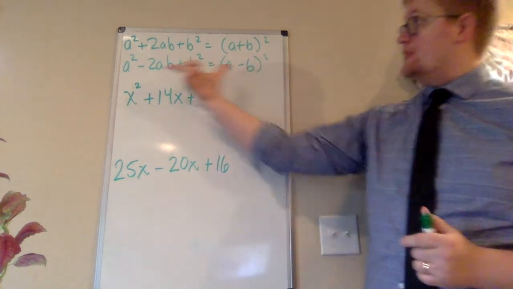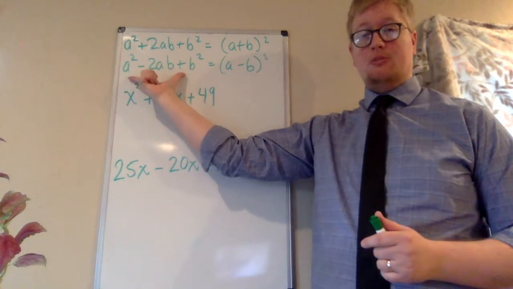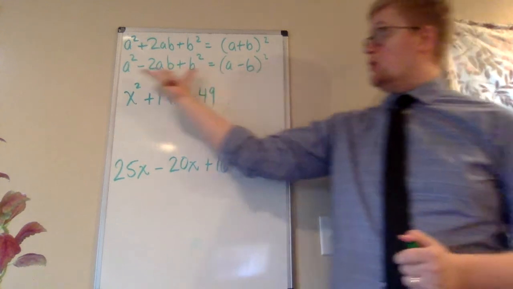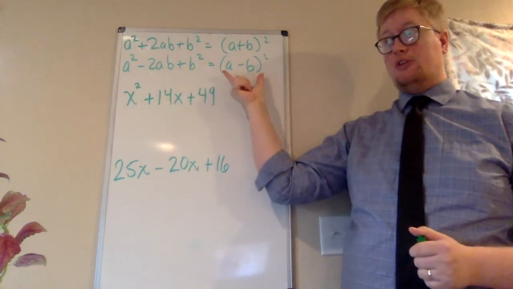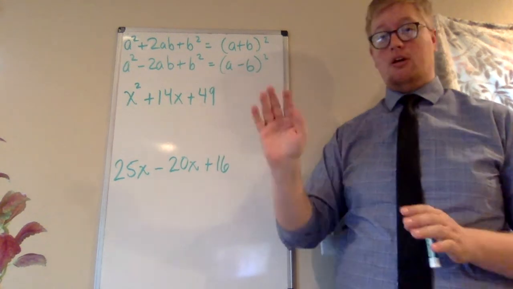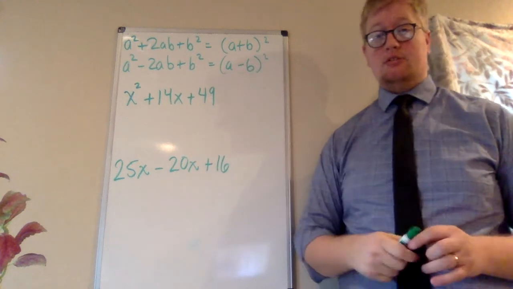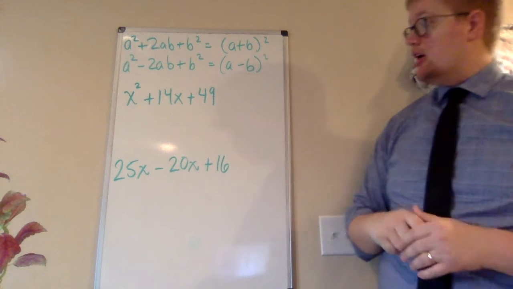The left side of this formula is the problem, and the right side is the answer. So we're giving you problems that look like this, and we want you to give us answers that look like this. It's going to be single parentheses squared with either a sum or a difference inside. So let's go ahead and work through one of these problems.